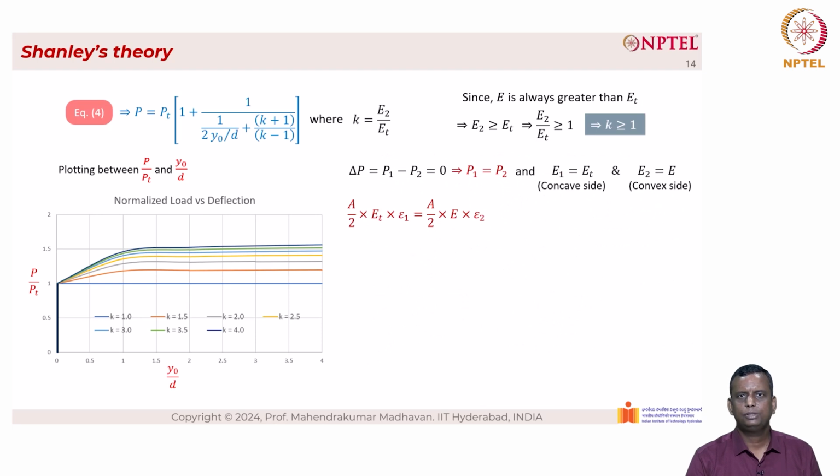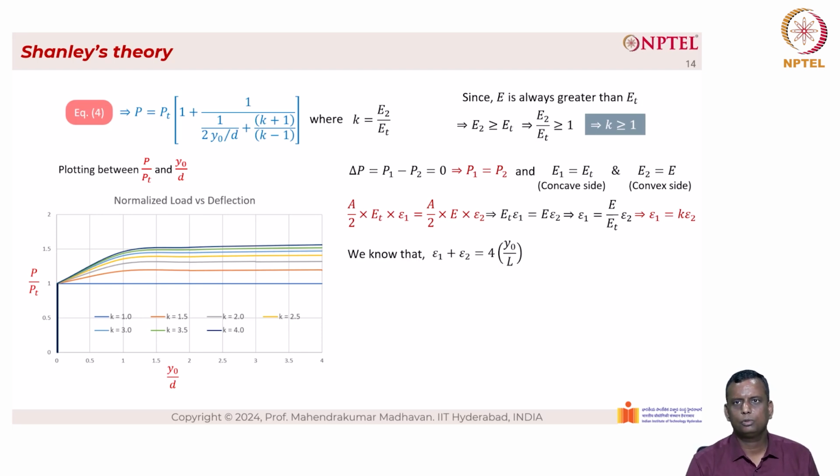So, A by 2 into E sub t into epsilon 1 equal to A by 2 into E into epsilon 2, which indicates E sub t into epsilon 1 equal to E into epsilon 2. So, epsilon 1 equal to E by E sub t into epsilon 2, which indicates epsilon 1 equal to K into epsilon 2. Now, we know that epsilon 1 plus epsilon 2 equal to 4 y naught by L. We have K into epsilon 2 plus epsilon 2 equal to 4 y naught by L, which gives rise to the value epsilon 2 equal to 4 y naught by L into 1 by K plus 1.